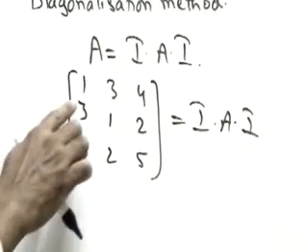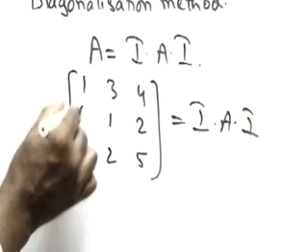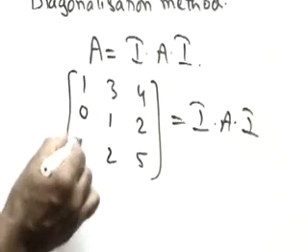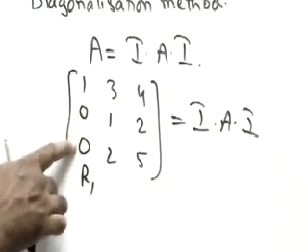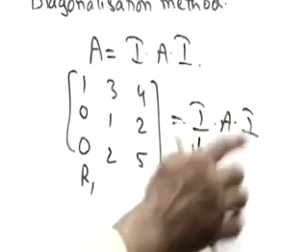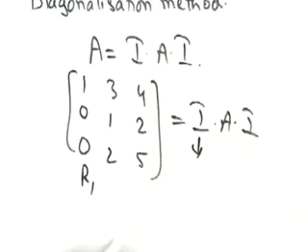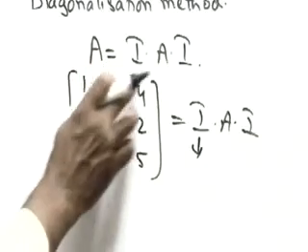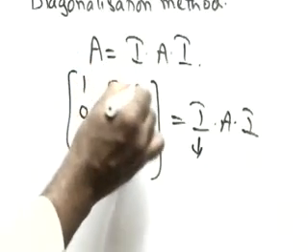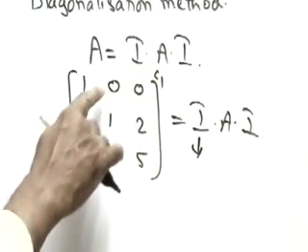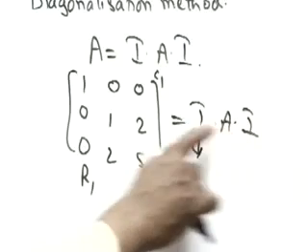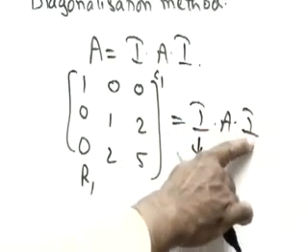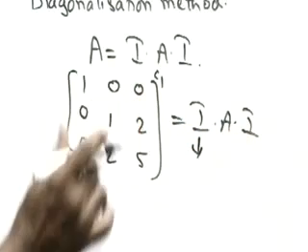Now here we have to change the A. First we have to make these two zeros using R1. When you use R1 and make these two zeros, we will change this one, we will not change this one. In the next step, we make these two zeros using C1. When you use columns, we will change this identity matrix, but not this one.